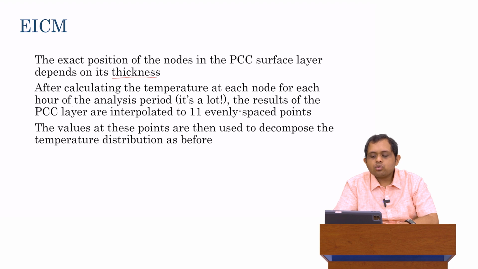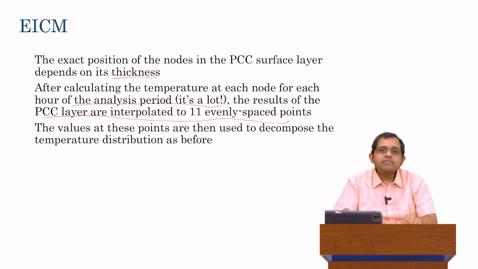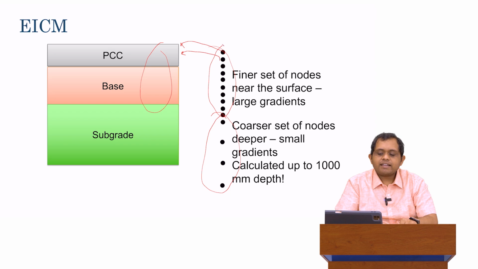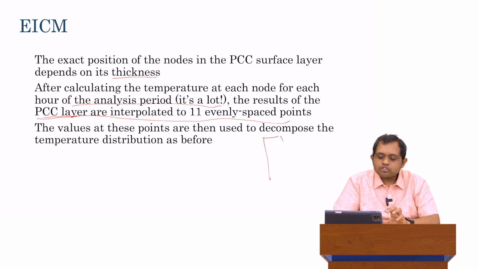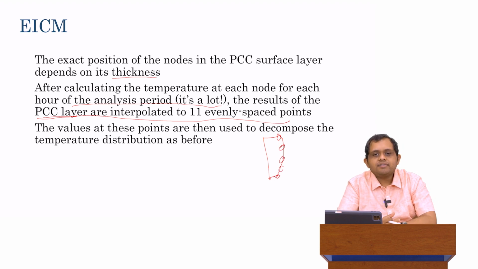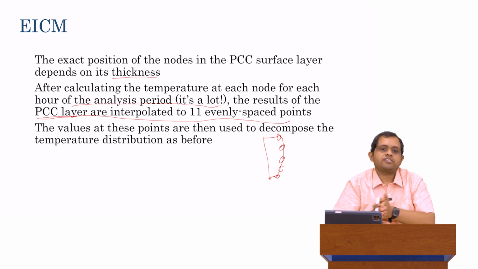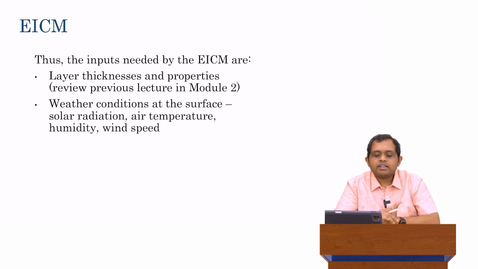After calculating the temperature at each node for every hour of the analysis period, so that's 24 hours a day for 365 days a year for 30, 40 or 50 years. It's a lot. So after calculating a temperature distribution at every such hour at each node, the EICM interpolates those temperatures to 11 evenly spaced points. So regardless of where these actual nodes are, it will just interpolate it to 11 evenly spaced points in the PCC layer. And then that gives us the temperature, the non-linear temperature distribution in the PCC layer we then have at these 11 evenly spaced points. And then the rest of the calculation proceeds as we did previously. That is, you decompose it and calculate the stresses accordingly. So that's the general approach of the EICM.